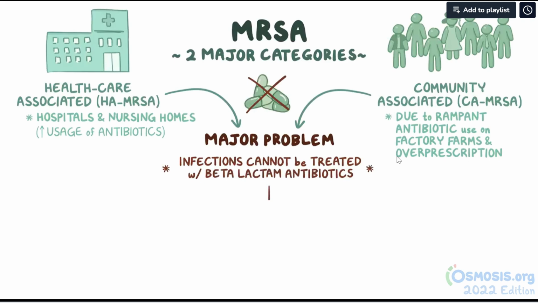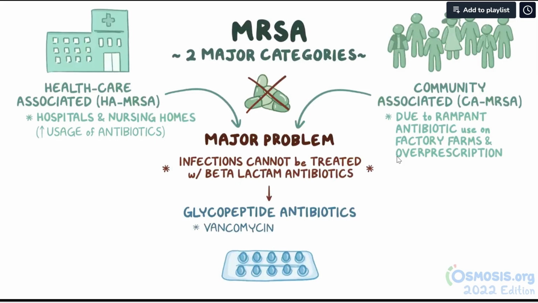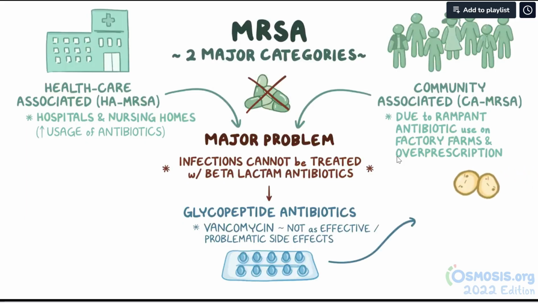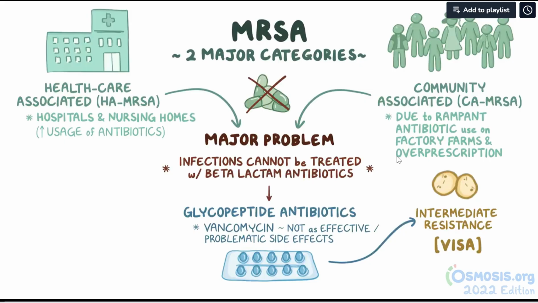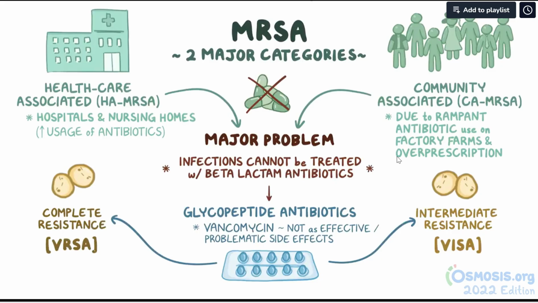As a result, another class of antibiotics, glycopeptide antibiotics, like vancomycin, are often used instead. Unfortunately, it's not as effective and comes with problematic side effects. To make matters worse, some Staph aureus strains have developed intermediate resistance to vancomycin, and they're called vancomycin intermediate Staph aureus, or VISA for short, which is not the type of VISA anyone wants to get. The strains with complete resistance are called vancomycin-resistant Staph aureus, or VRSA. The search is on for new antibiotics and vaccines to prevent Staph aureus infections, but the overuse of antibiotics makes rapid resistance an ongoing problem.